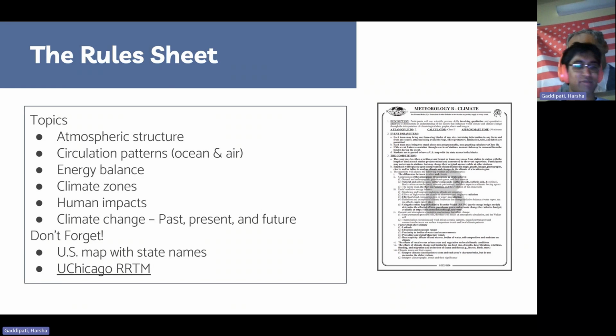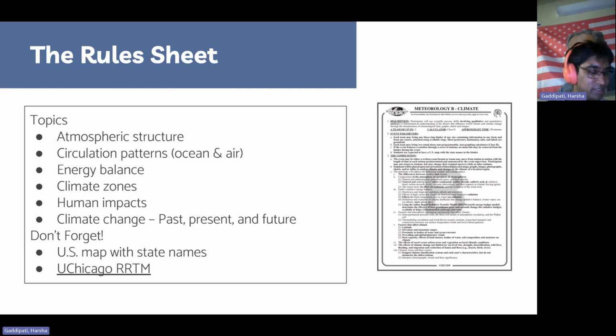Also, the U.S. map with state names could be tested, since it's on the rules sheet, but most likely it won't be. Still, it's good to have them just in case you forget. And then there's the rapid radiative transfer model, which is the Chicago RTM. Again, we'll share the slides so you can see the link later. This one's really important.